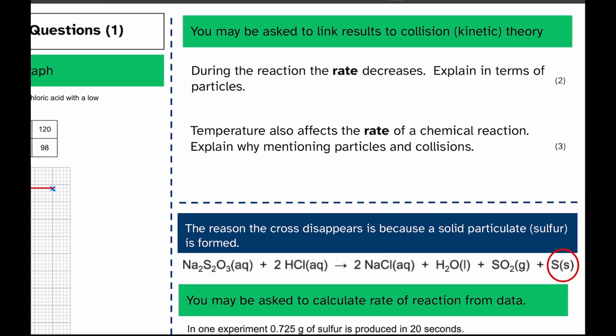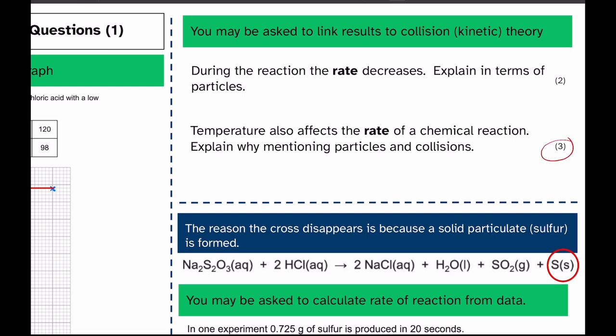Well, obviously, if we're talking about concentration, the more that are colliding and reacting, that means that they're producing products. So therefore, we've got less reactants. So we would just say, as the reaction continues, the reactants turn into products. So therefore, the concentration of reactants decreases. Therefore, there are less collisions between reactants every second. Therefore, the rate of reaction decreases. So it's just link, link, link.